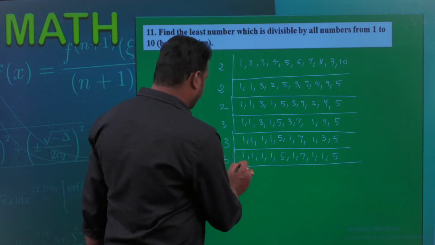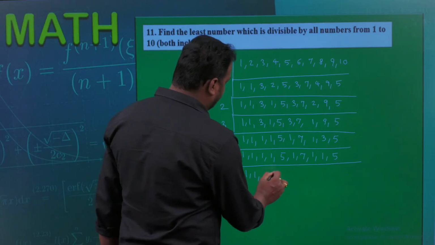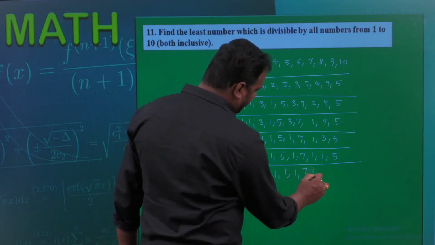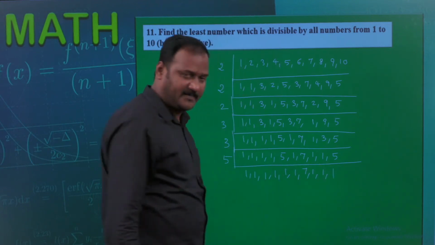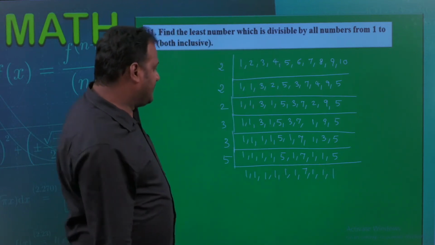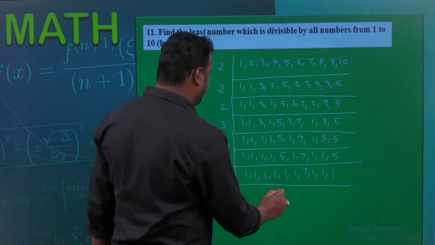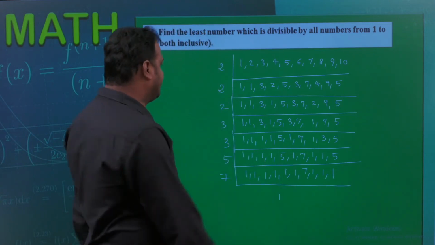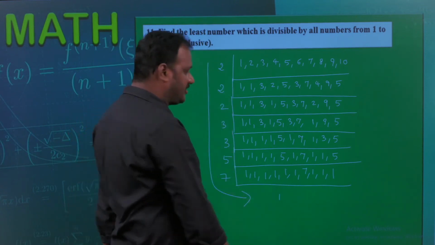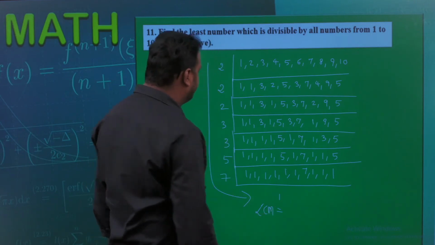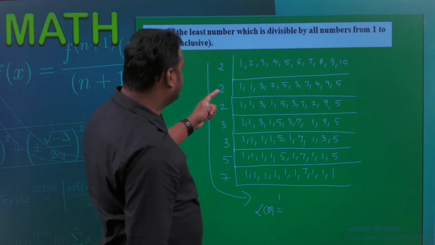So 5. Here it is 1, 1, 1, 1. 5 ones are 5. Again 1, 7, 1, 1. 5 ones are 5. At last, you are left with the number 7 here. So that 7 and you get only ones. So what is the LCM of the numbers? It is the product. Therefore, the LCM of these numbers is going to be 2 into 2 into 2.